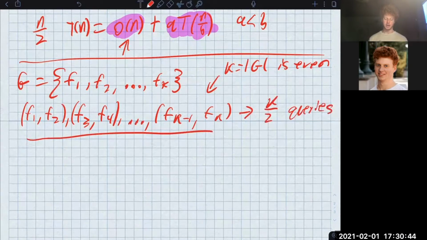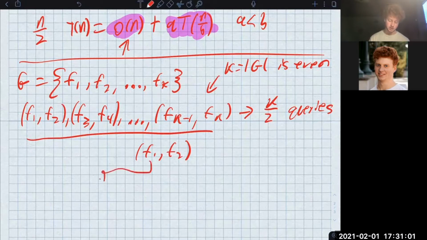So we need some way to look at the results of these queries and eliminate people based on them. It's a little unclear how we might be able to do that now. So let's consider one of the queries. Let's say we have F1 queried against F2. What are the possibilities for what could happen?